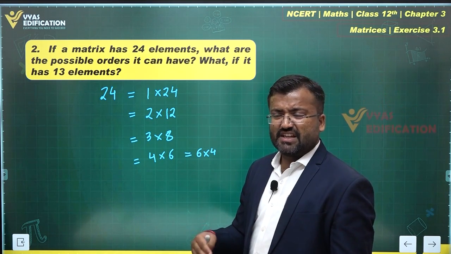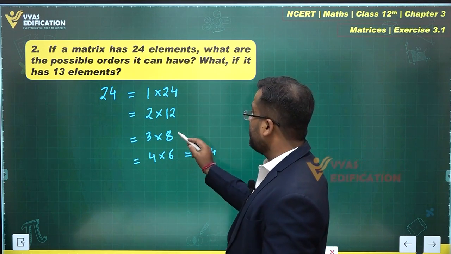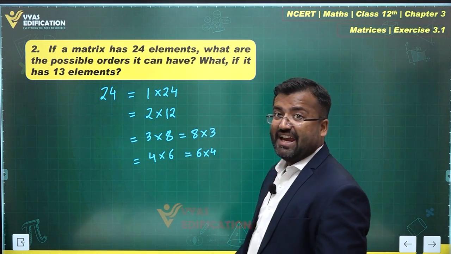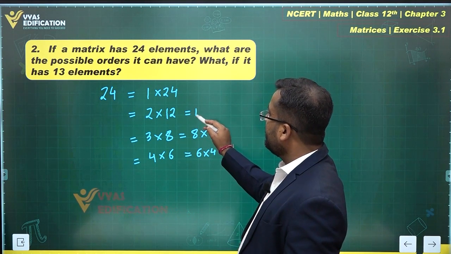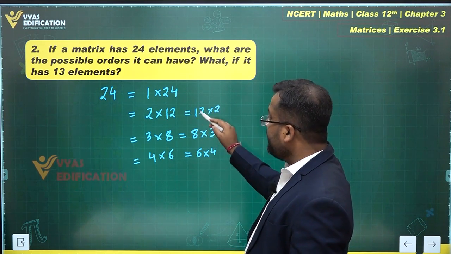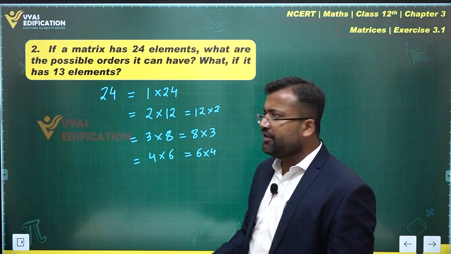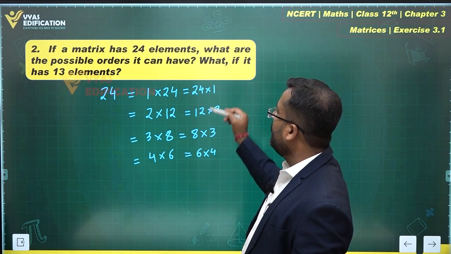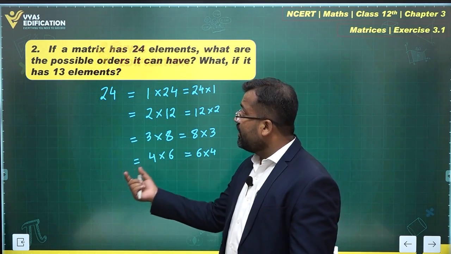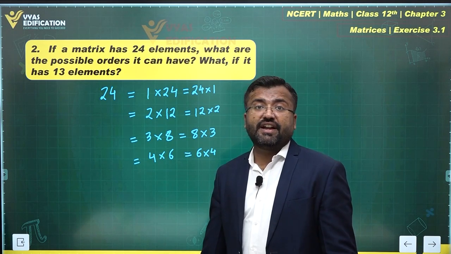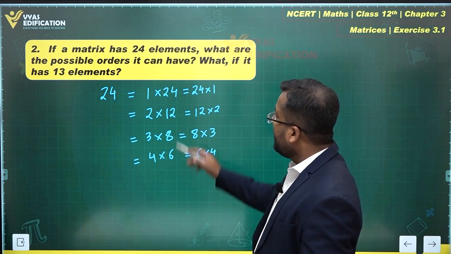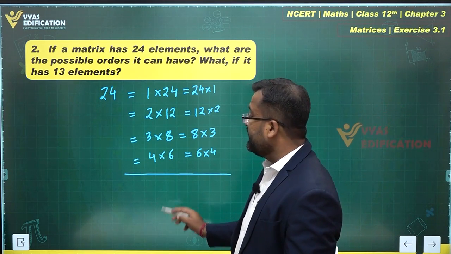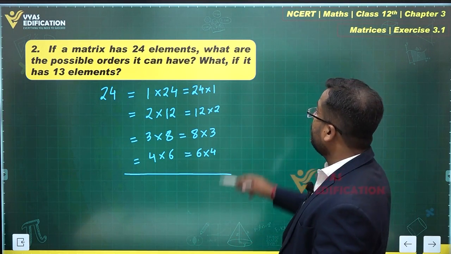After 6 we need 7. No, 7 is not a factor of this. The next factor would be 8 only, and the possible order that you would get is 8 by 3. After that, obviously, the next would be 12 by 2. Do I need to check 9, 10, 11? No, you don't need to check 9, 10, 11. The last order will be 24 by 1. So this is how you find the possible orders of a matrix having 24 elements. There are 4 plus 4, 8 possibilities in total, right? Those are the number of possibilities.